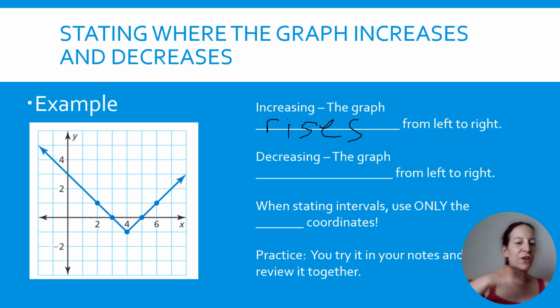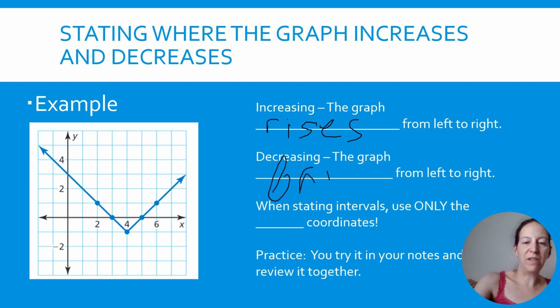And then decreasing is the graph falls. That is supposed to be a cursive F, but that is a disaster. Okay, the graph falls from left to right.